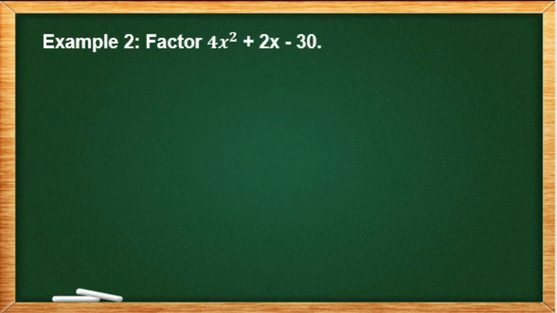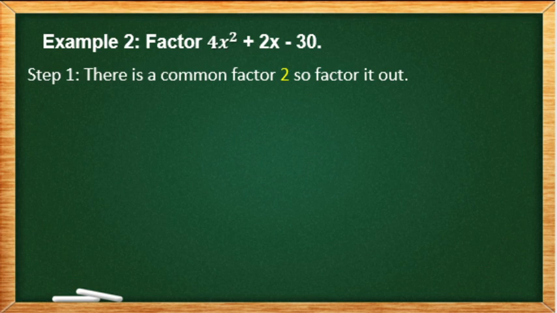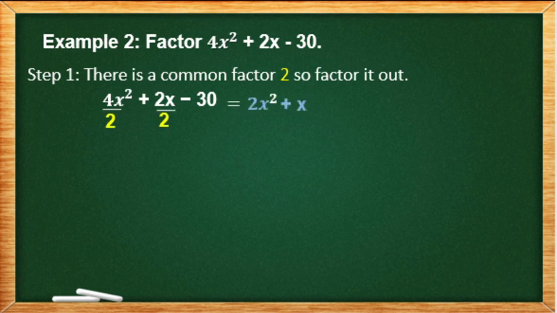Number 2. Factor 4x squared plus 2x minus 30. Check the numerical coefficients and the constant kapag pwedeng i-divide sa isang number. Yes, there is a common factor 2, so factor it out. Kasi kayang i-divide ni 2 si 4, 2, and 30. So, divide natin. 4x squared divided by 2 is equal to 2x squared. 2x divided by 2 is equal to x. And negative 30 divided by 2 is equal to negative 15.